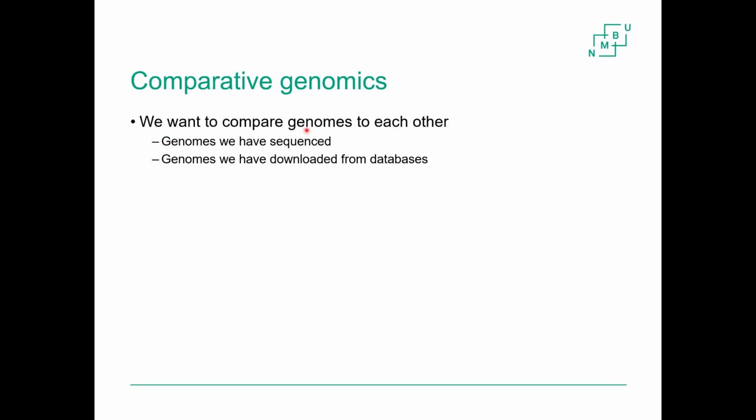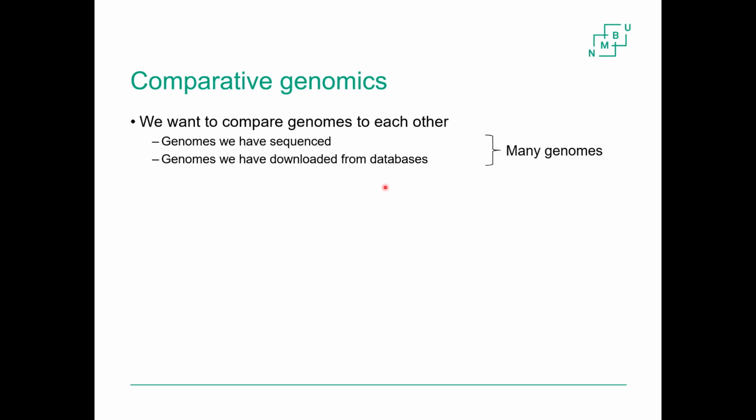And which genomes are we talking about? Well, it's usually some genomes that we have sequenced ourselves and then assembled and put together, like we have done for several weeks now. But it could also be genomes we have downloaded from some databases that other people have sequenced. So it's quite often a combination of these two. We have sequenced some genomes and we want to compare them to each other, but we also want to put them into a bigger picture. What have we seen before when it comes to similar genomes?